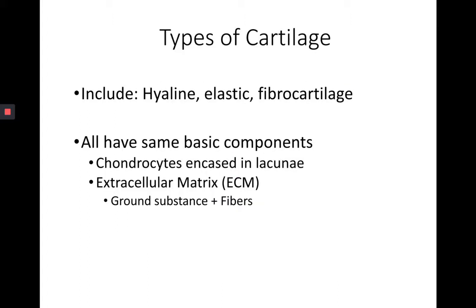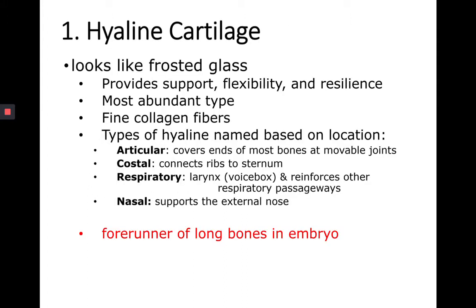Let's just review the different types of cartilage. We have hyaline, elastic, and fibrocartilage. They all have chondrocytes in their lacunae. They have abundant extracellular matrix with a gel-like ground substance that's a little bit thicker than some of our other connective tissues, plus fibers. Hyaline cartilage still has that stained glass appearance. It's very flexible, resilient, it's a great cushion.